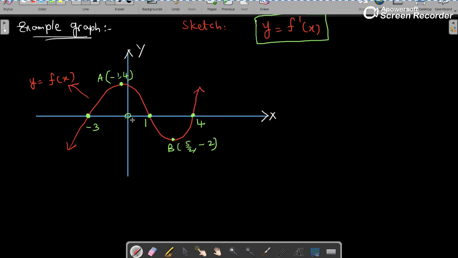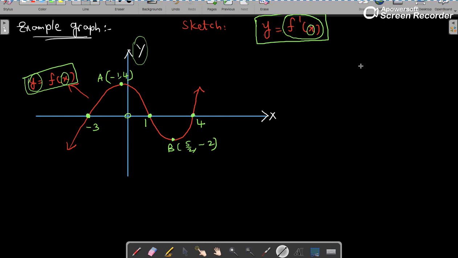Now, the first thing we need to understand is if this is y equals f of x, then my x-axis would be x and my y-axis would be y. In the same way, if I graph y is equal to f dash x, my x-axis would be x and my y-axis would be dy by dx because my y is f dash. So this changes to f dash.